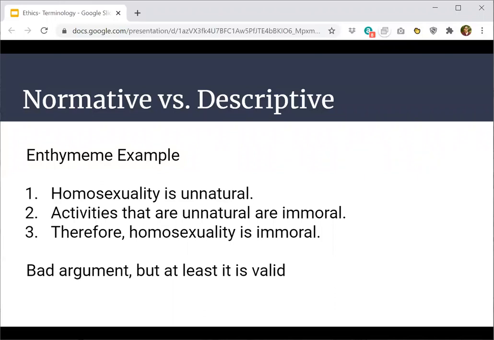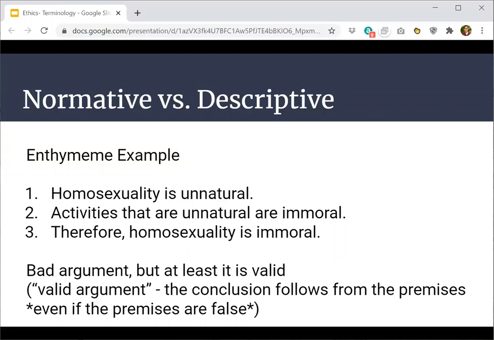At the very least, it's valid, meaning that the conclusion follows from the premises. But the issue here is that probably one or both of the premises are false. It's very unclear that homosexuality is an unnatural phenomenon. It happens in nature a lot. And it's very controversial to say that just because something is unnatural, it is immoral. I mean, is building skyscrapers unnatural? Yes. Is building skyscrapers immoral? I don't know. That doesn't seem like a kind of moral issue.